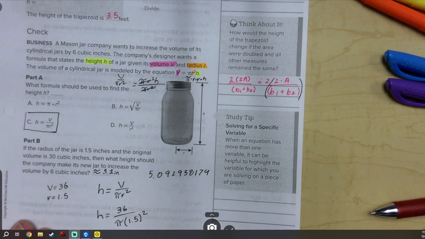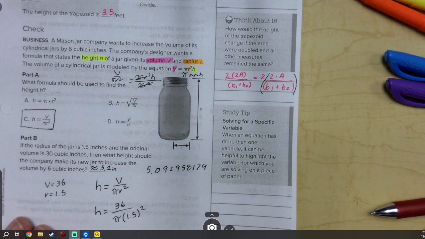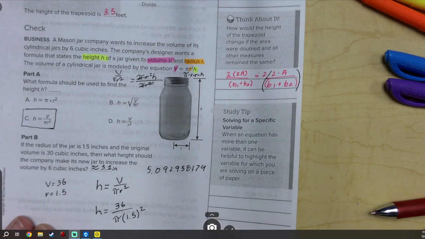When an equation has more than one variable, it can be helpful to highlight the variable for which you are solving on a piece of paper. Highlighting it shows you which one you are trying to isolate.